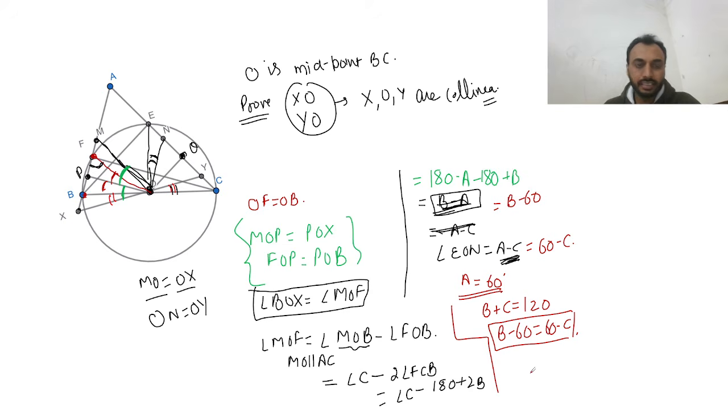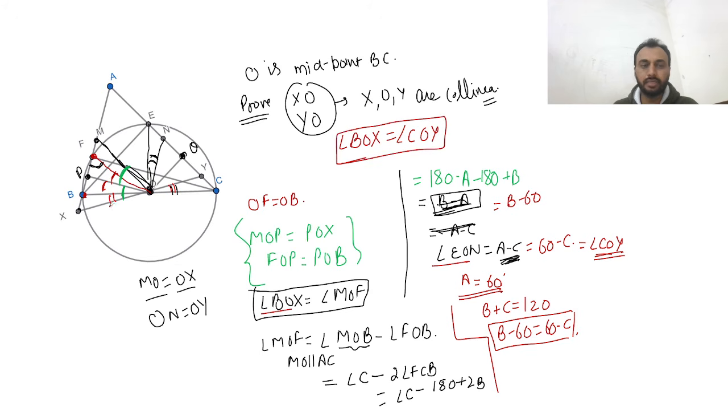So with that, we can say that it is a straight line, because we proved that angle EON, which is basically equal to the angle COY. So COY angle is equal to BOX angle. So we can say that it is a straight line, or XY passes through O.